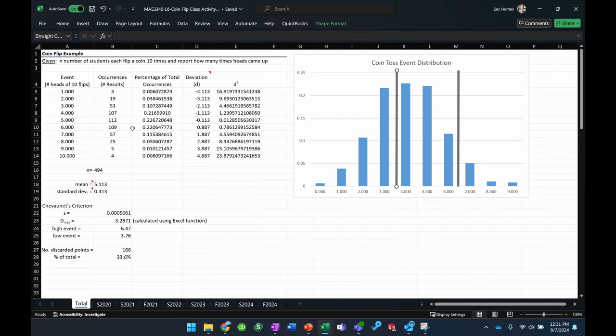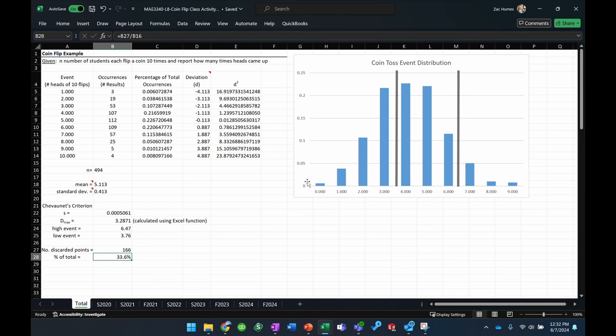Okay, so based on this experiment that we've done in class for several semesters here, let's just make sure our bounds are correct. So anything 3 and below we're throwing out, and then anything 7 and above we're throwing out. So we are throwing out 166 data points, which is 33.6% of the total. And so that's quite a bit of data that we're throwing out. And so we want to be really cautious here.